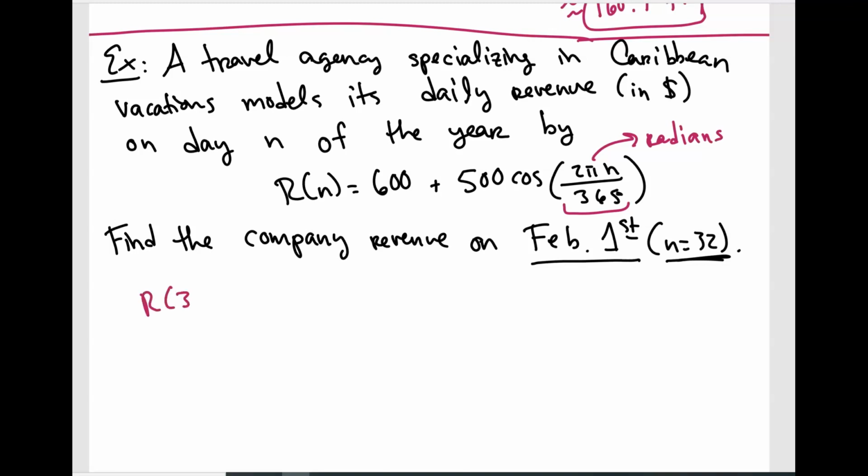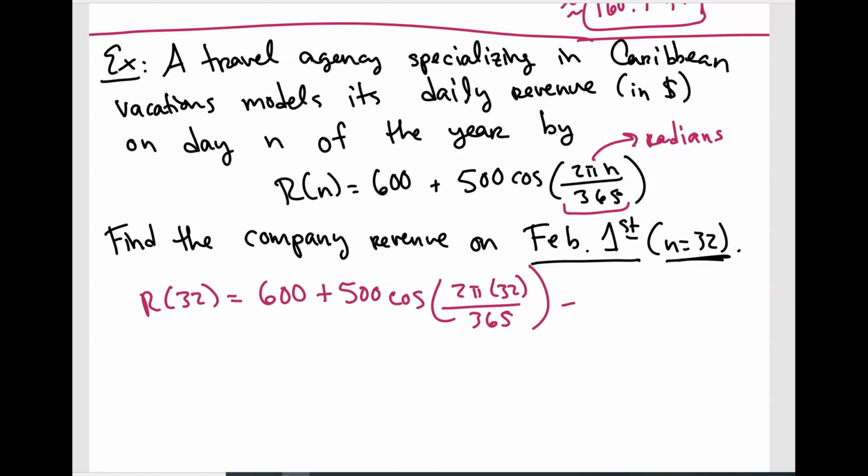So r of 32 is equal to 600 plus 500 cosine of 2 pi times 32 divided by 365. Go ahead and put that all into your calculator, and what you're going to get is about 1026.04. So there really was nothing to this. All you had to do was plug it in.